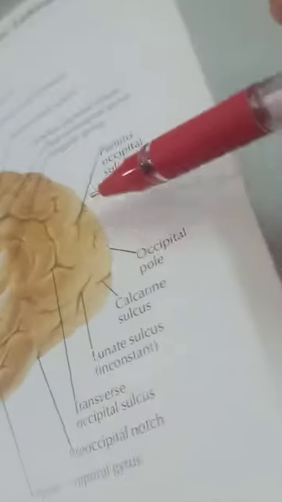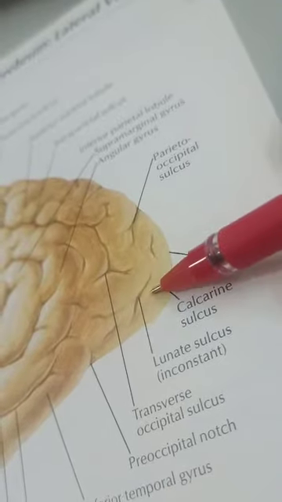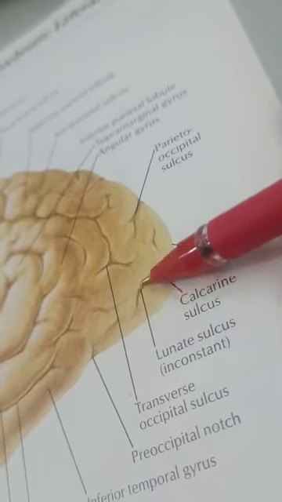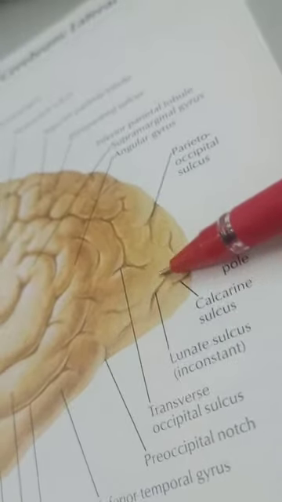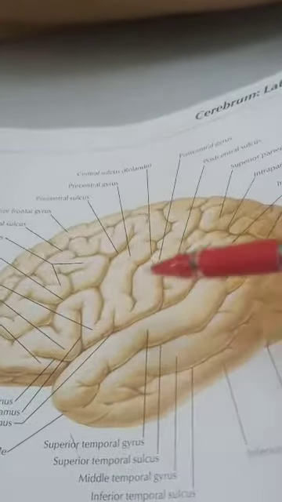Then posteriorly we have already seen the parieto-occipital sulcus here, and towards the occipital pole we can see part of the calcarine sulcus, and here there is a lunar shaped sulcus, that is the lunate sulcus, which can be seen. So these are the major sulci which can be seen in the superolateral surface of the cerebrum.